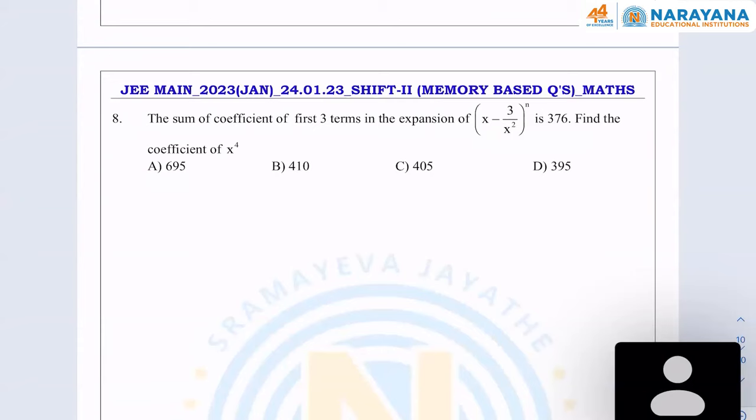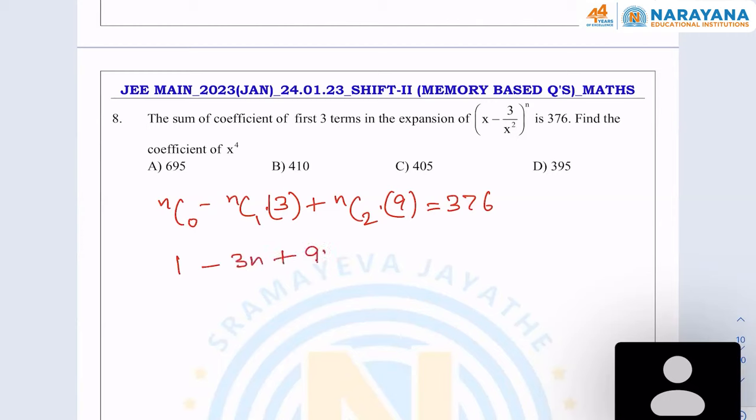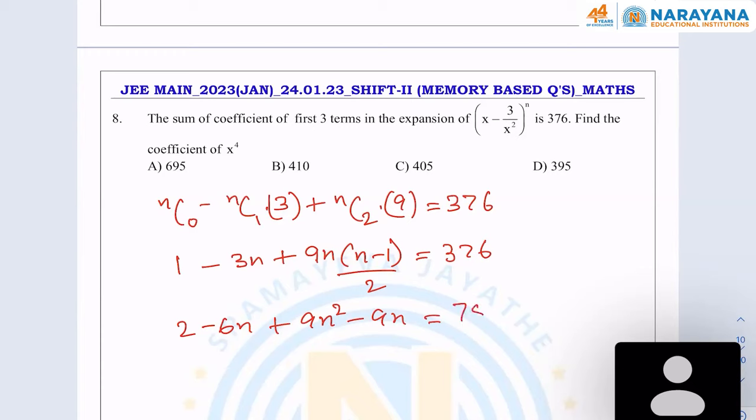The sum of the coefficients of the first three terms in the expansion of x minus 3 by x square, whole power n, is 376. Then find the coefficient of x power 4. So the sum of the coefficients of the first three terms is equal to nC0 minus nC1 into 3 plus nC2 into 9, 3 square, is equal to 376. Right? So 1 minus 3n plus 9n into n minus 1 by 2 is equal to 376. So here I want to simplify: 2 minus 6n plus 9n square minus 9n is equal to 376 into 2, which is equal to 752.